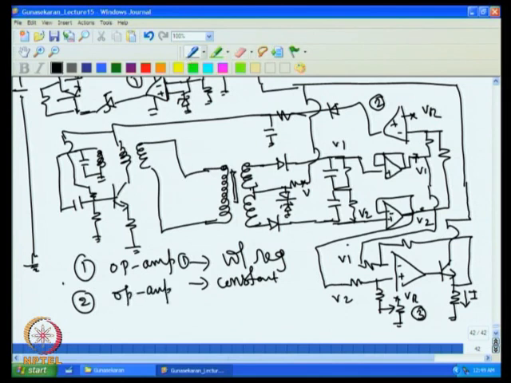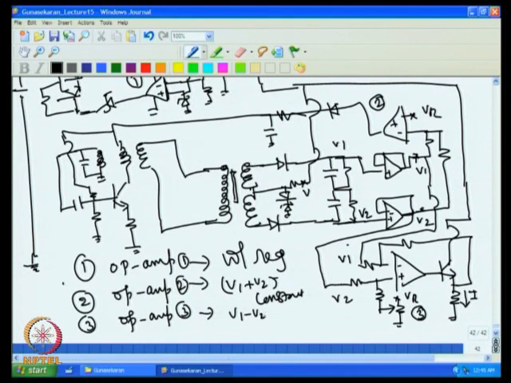Op amp 2 makes V1 plus V2 constant. Then op amp 3 makes V1 minus V2 proportional to I. So that way the displacement is eventually converted into current variation as the core moves, and this current varies, that is the eventual net result.